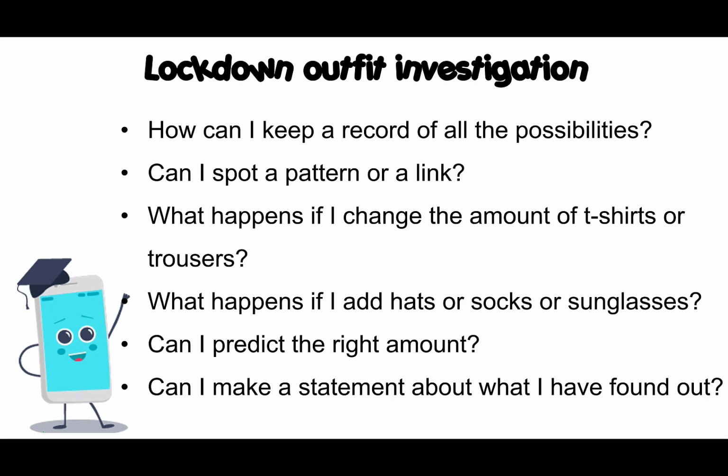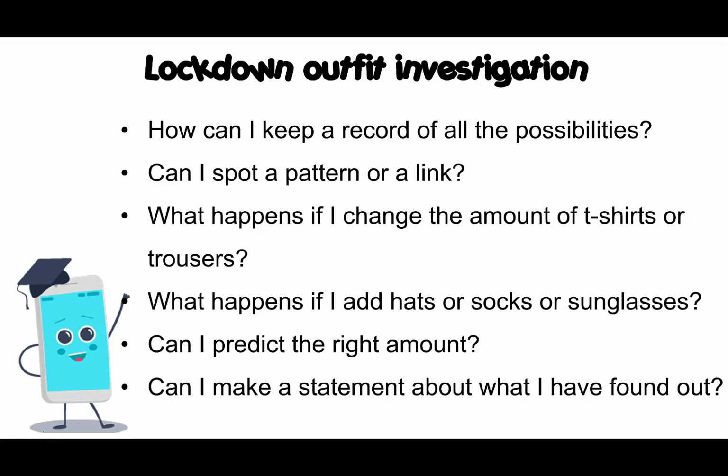Or what would happen if you added hats or socks or sunglasses? So, for example, 3 trousers, 3 t-shirts, and 3 different hats. Would the possibilities change, and how? So there's endless investigations there where you can think about if you had 2 items of clothing, 3 of each, 4 of each, 5 of each, how many possibilities there are. How many possibilities are there if you have 3 different items of clothing? Okay, and you don't have to have the same amount of hats as trousers, as t-shirts. Mix it up. Can you predict the right amount? That's what I'm looking for.